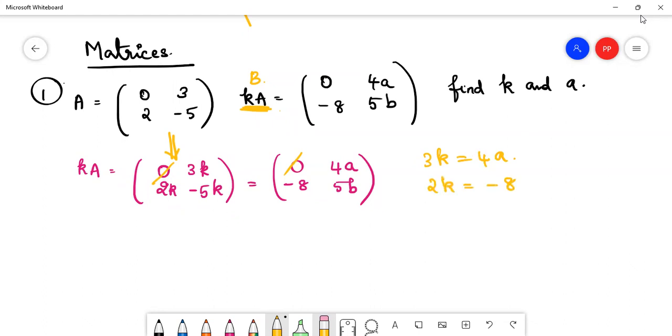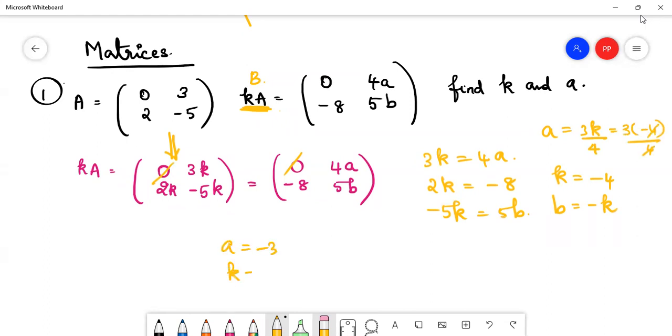2K is equal to minus 8. And minus 5K is equal to 5B. So from this I can say B is equal to minus K. K is equal to minus 4. So once I get these two values, I know that A is equal to 3K by 4, which is 3 into minus 4 by 4. Cancel பண்ணா, A will be minus 3 and K will be minus 4. They did not ask you B, but B கேட்டாங்கனா, B is equal to 4.